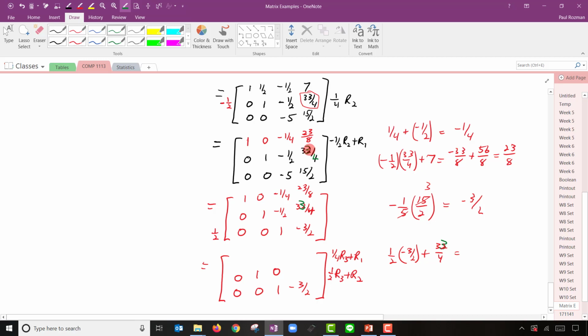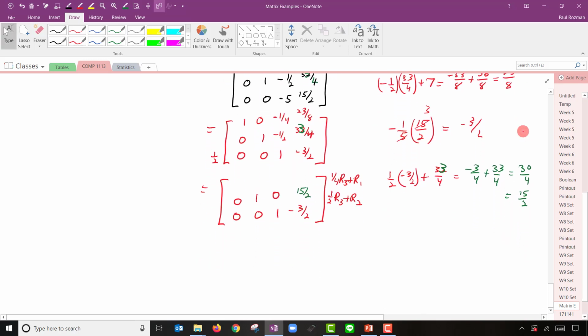So, if your spidey sense starts tingling, go back and take a look, make sure you didn't recopy something wrong. Now that I'm doing this math, it was positive a half times negative 3 halves, and then I'm adding it to 33 over 4, and we have negative 3/4 plus 33 over 4, which ends up being 30 over 4. Maybe we'd be better off to write 15 over 2 right here. Whew. I'm glad we caught that error. I didn't want to have to redo this whole video.